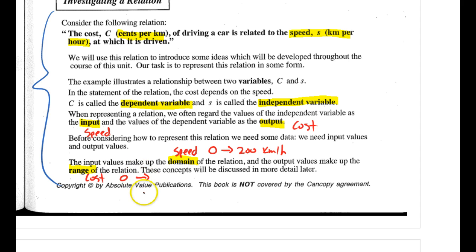And then it might go all the way to, if you drive at 200 kilometers an hour, well, you might be paying the most money. And again, it's cents per kilometer, so you might be paying something like 40 cents per kilometer. So that's cents per kilometer. Again, that all depends upon how fast you're driving.